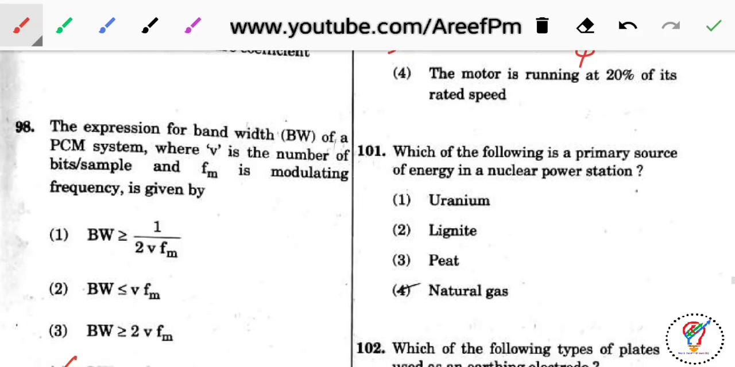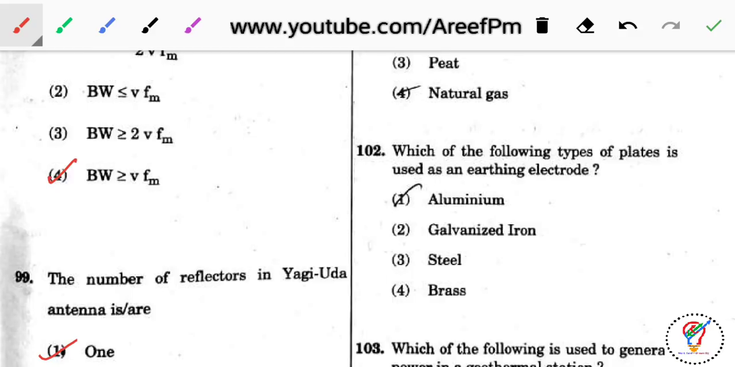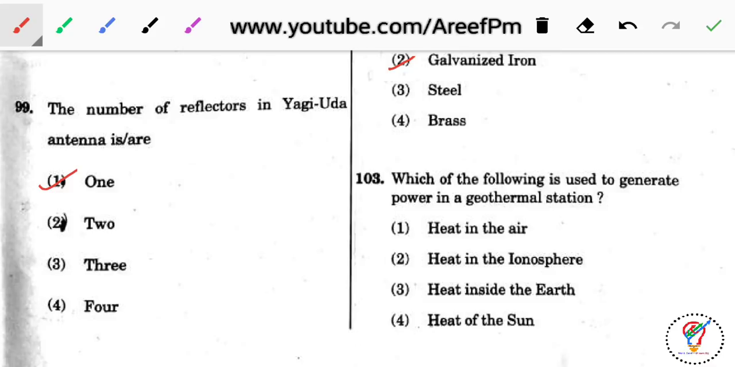Now, which of the following primary sources of energy in a nuclear power plant? So the question 101 we are discussing, it is uranium. Okay, uranium U-235 you are going to use for major source of energy, so where nuclear fission takes place. Next 102, which of the following types of plates is used as an earthing electrode? So it is the galvanized iron. Generally with galvanized steel or galvanized iron we can use. Next one, 103, which of the following is used to generate the power in geothermal station? It is going to be heat inside the earth here.